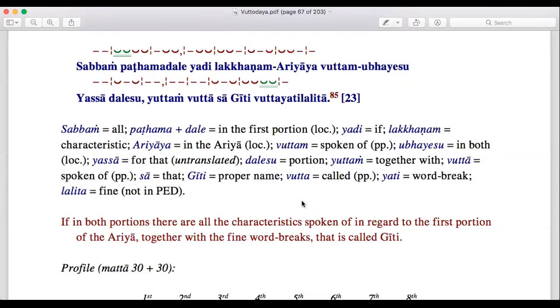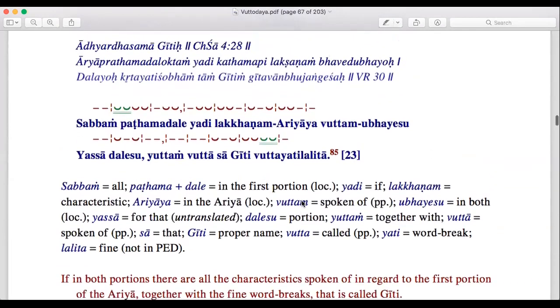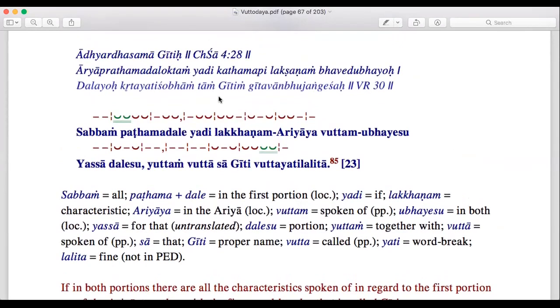We know that there are two word breaks. There can be 2 word breaks in the first half and one word break in the second half. So those word breaks should also be here in the Giti verse. So let's check it word by word. Sabbang patama dale. Patama dale in the first half or in the first portion. Patama dale. Yadi lakkanang ariyaya vuttang ubhayesu. I think I explained this last week also, word by word. However, I will explain it again.